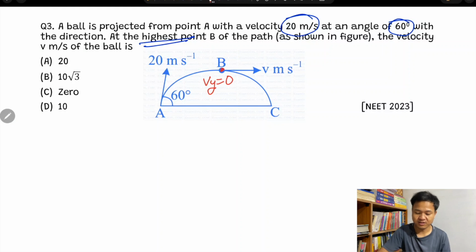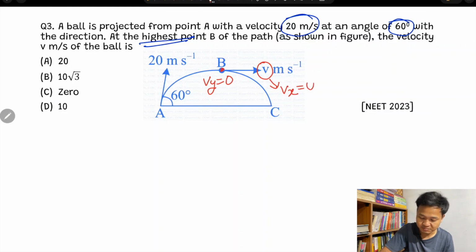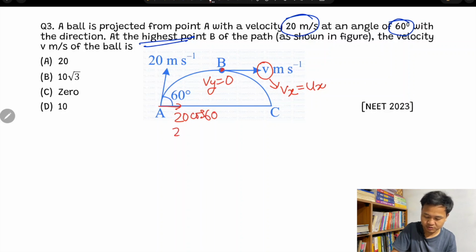So the velocity is nothing but vx, which is nothing but ux, the horizontal component of velocity. So how much is ux? 20 into cos 60. So 20 into 1 by 2, how much is this? 10 meter per second. Okay, so that is your answer.